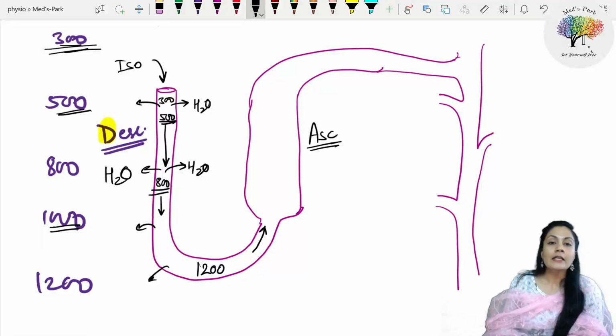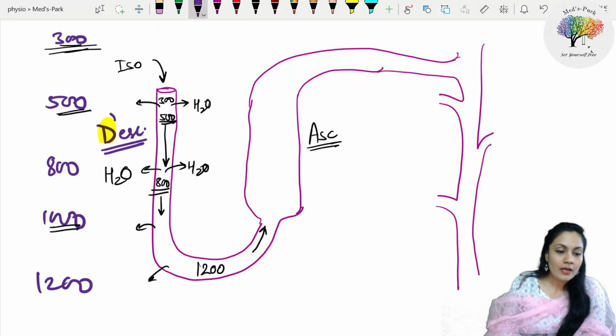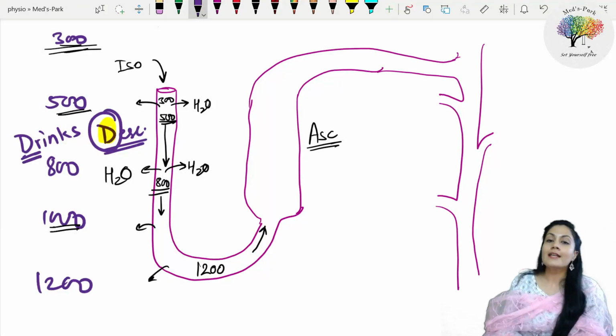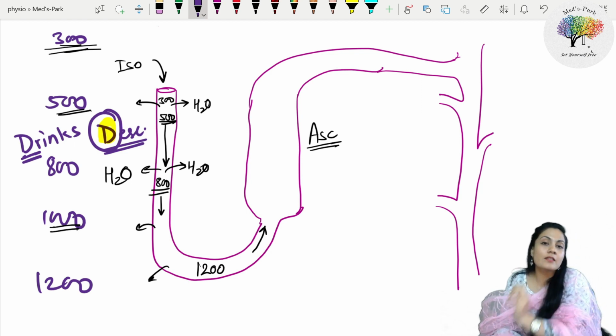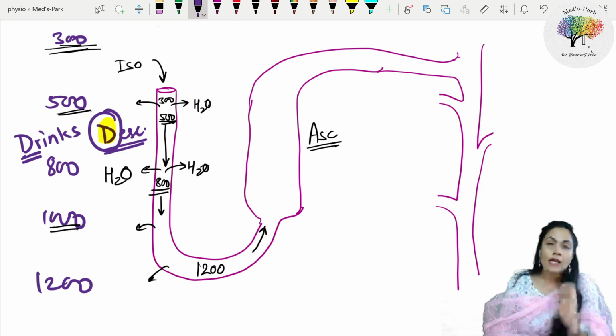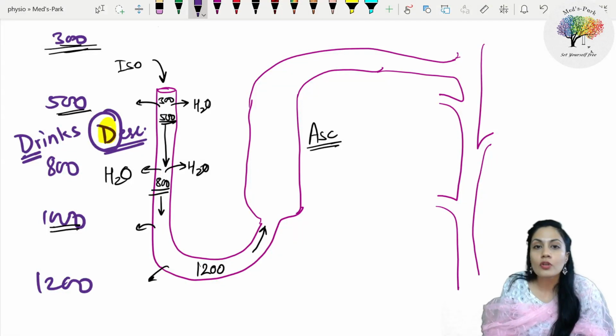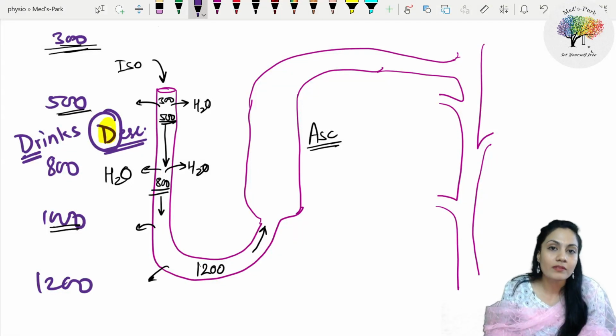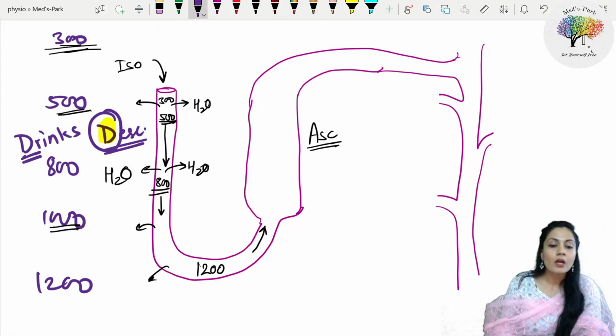What do I mean by that? The descending limb, how to remember? Descending limb of loop of Henle drinks the water. Just remember, descending limb of loop of Henle drinks the water. D for D, that means it is permeable for water and it is almost impermeable for the solutes. So solutes cannot come out of the descending limb of loop of Henle, right?